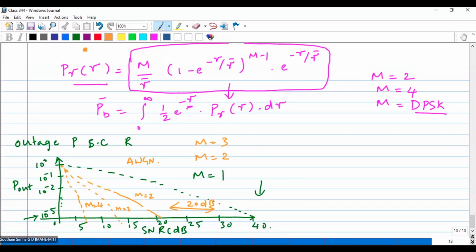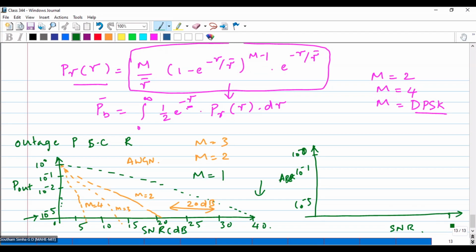Now, this is one way of analyzing this. No significant idea you have got. I'll tell you the probability of error. Now, with the probability of error, if I write ABER on the y-axis and SNR on the x-axis, I can say 10 to the power of 0, 10 to the power of minus 1 and 10 to the power of minus 5, similar to outage here. Let's say this is 30 dB and this is 20 dB, this is 15 dB, this is 10 dB and this is 5 dB and this is 0. If I don't use any branch, let's say m equal to 1, simply I'll get an error flow, something like this.